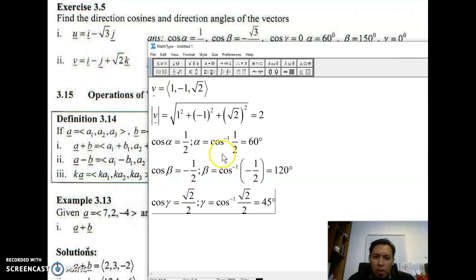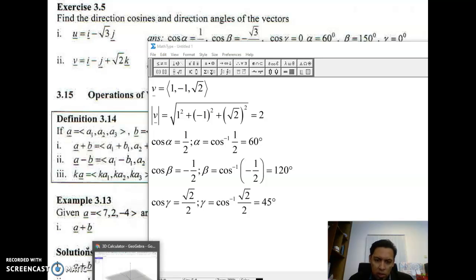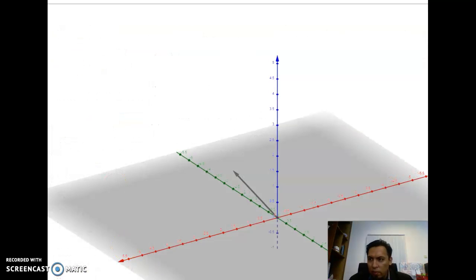Alright, so this is the angle. For alpha, it is 60 degree as we expected, less than 90 degree because of the positive x. Beta, it should be more than 90 degree, 120, because of course it is negative here. As for this one, less than 90 degree. Now let's try to see through figure. What does it really look like? 60, 120 and 45.